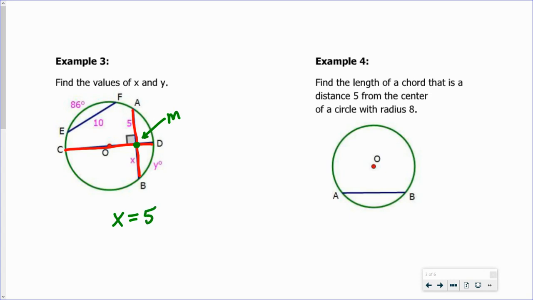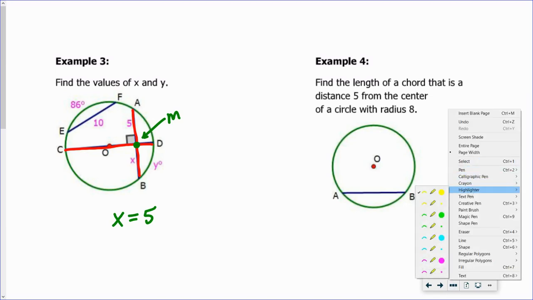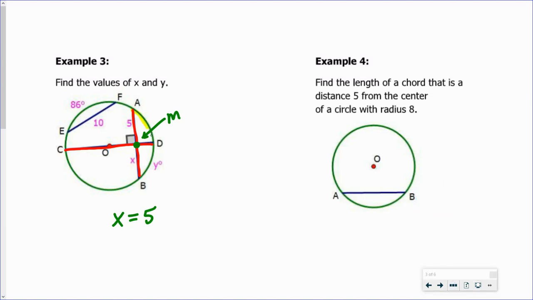Now to find the value of Y, what we need to know, I'm going to grab the highlighter real quick, is the measure of this arc. Okay, and the measure of that arc is actually going to be equivalent to the measure of arc EF, because this chord is equal to 10, and this chord right here is equal to 10 as well. So that would mean that arc AB equals 86 degrees.